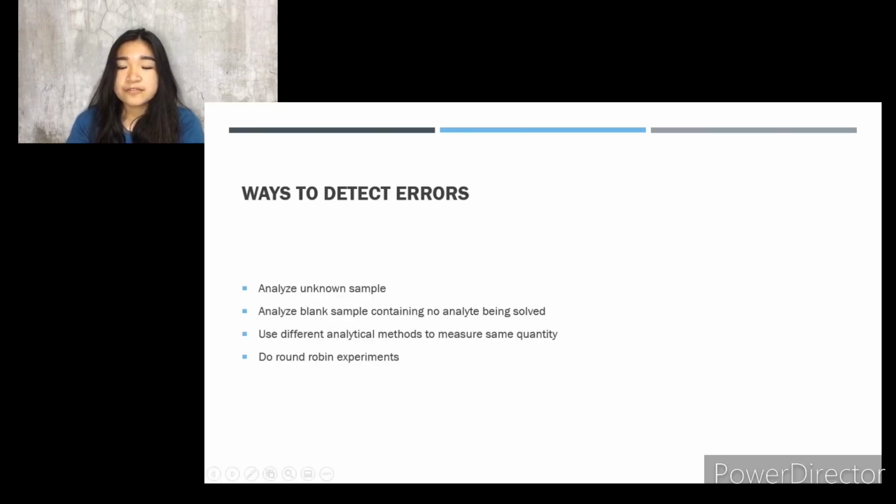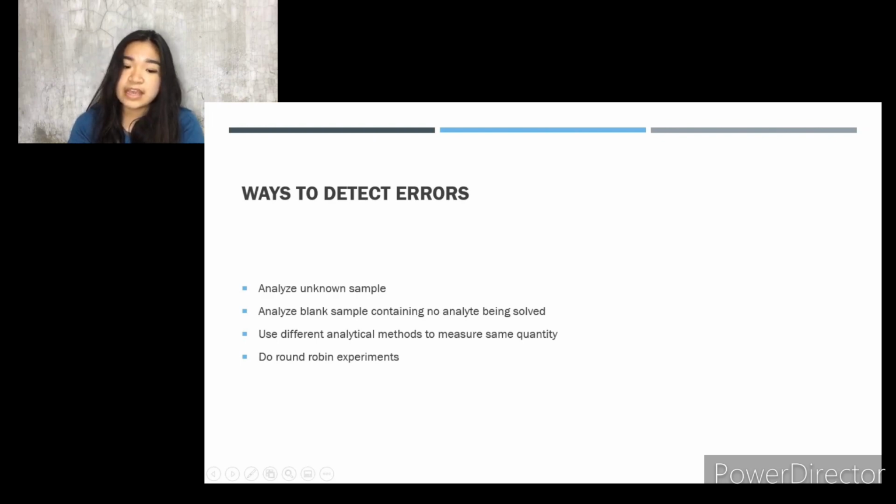Ways to detect errors. First, analyze a known sample such as a certified reference material. Your method should reproduce the known answer. Number 2, analyze blank samples containing no analyte being sought. If you observe a non-zero result, your method responds to more than you intend. Section 5-2-1 discusses different kinds of blanks.